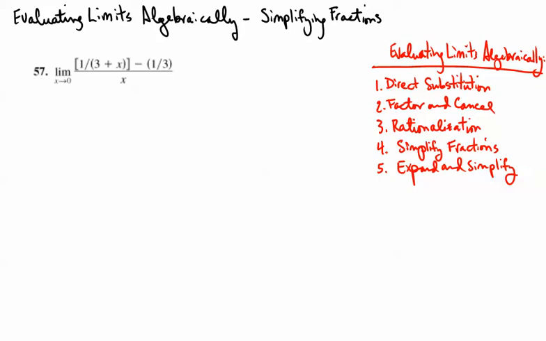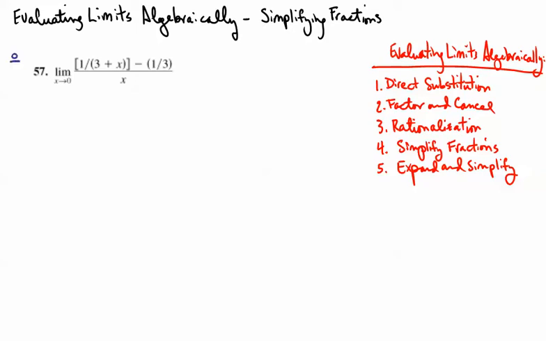In this video, we'll continue discussing evaluating limits algebraically, this time using the method of simplifying fractions. Again, over on the right, I have the different types of strategies that we can use to evaluate limits algebraically. First, direct substitution. In this case, it would mean plugging in x equals 0 into the expression. When we do, we'd get 1/3 minus 1/3, which is 0 over 0.